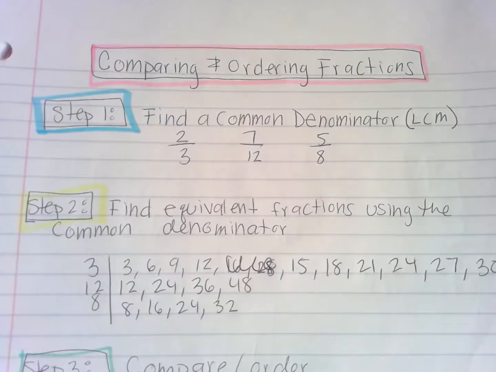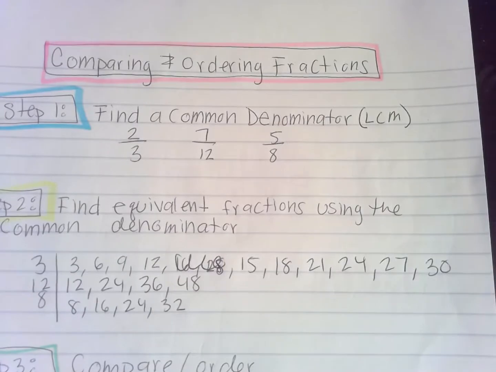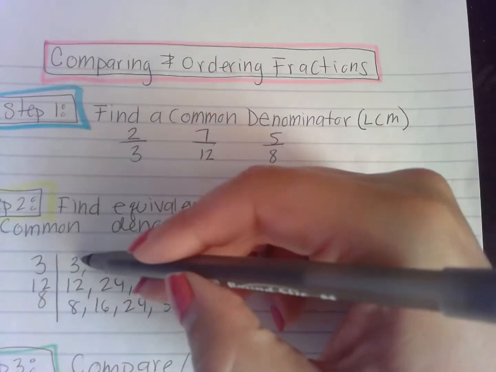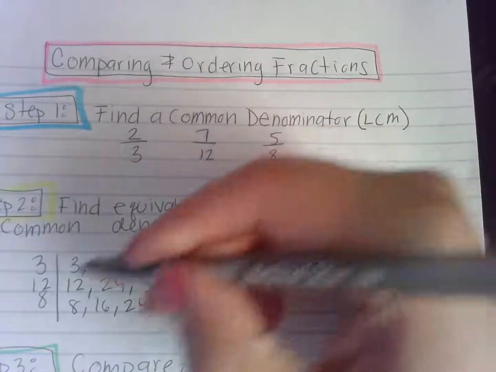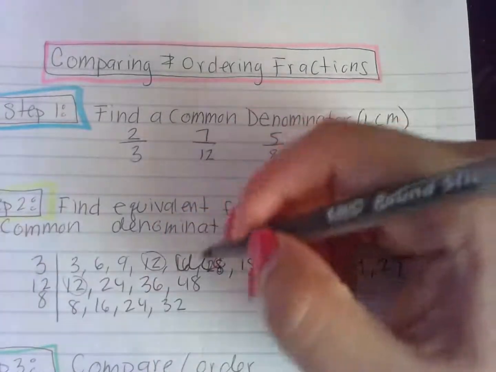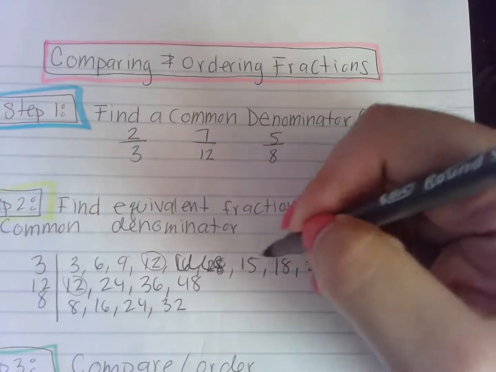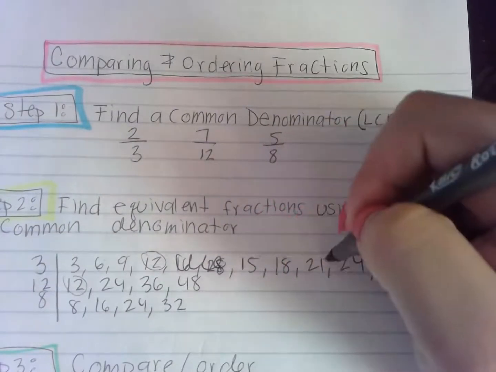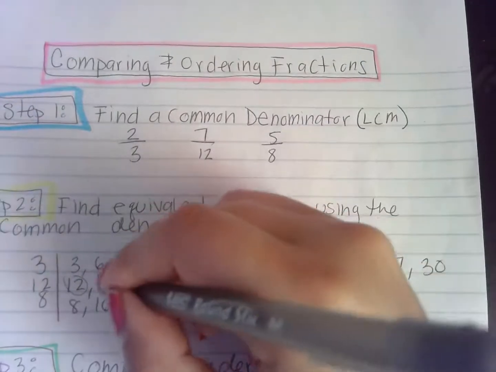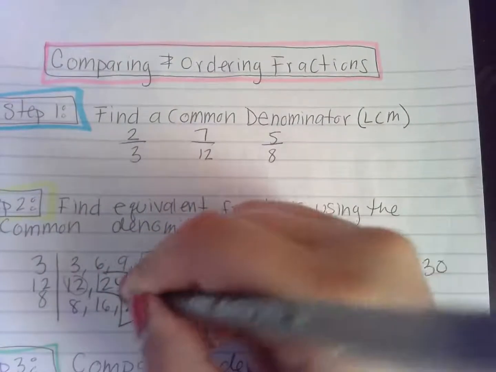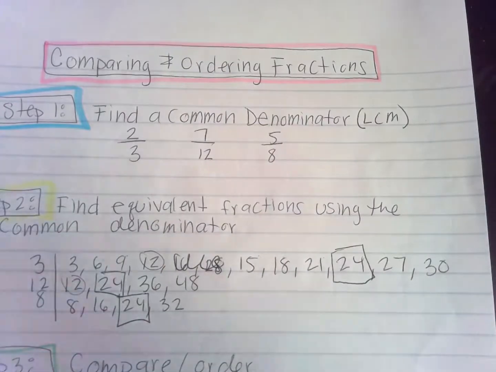And so what I need to do now is I need to find a common multiple. If I look here, none of them have a 3, none of them have a 6, none have a 9. They do have a 12. Nope, not all common. 15, no. 18, no. 21, no. 24, let's see. Yep, they all have 24 in common. So I'm going to highlight that.